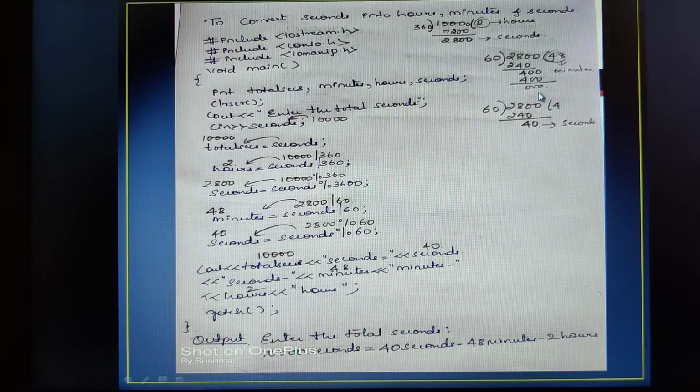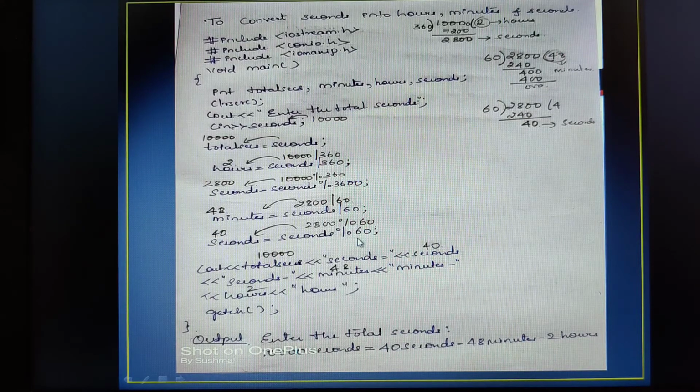So when I do the modulus operation, I got the total as 40 seconds. So the remainder I should see for seconds. Therefore, 40 I got as the remainder. That is 400 minus 360, that is 40. But what I said here is 6. So how many minutes did I get? That is 46 minutes. Please kindly change this. It is not 48. There is a slight mistake in the calculation. It should be 46 minutes.